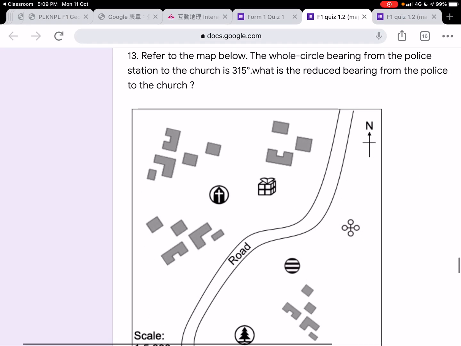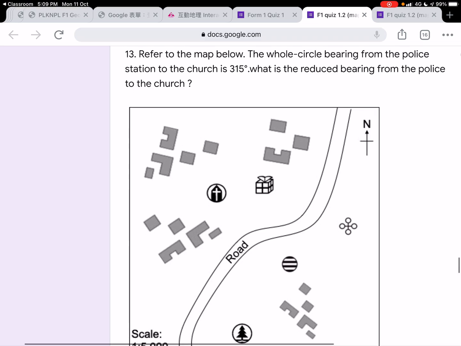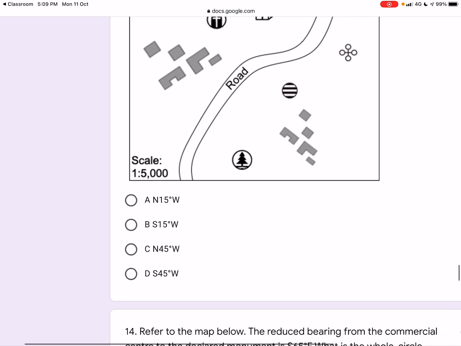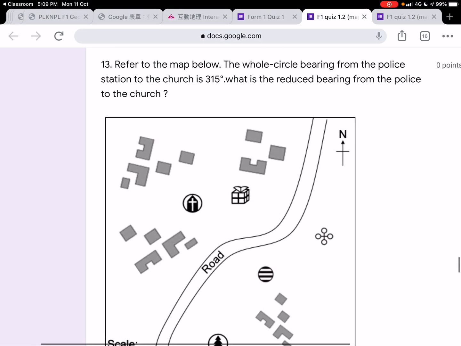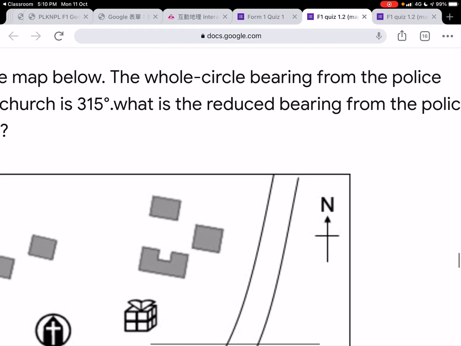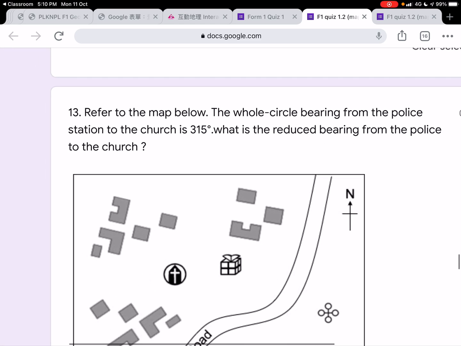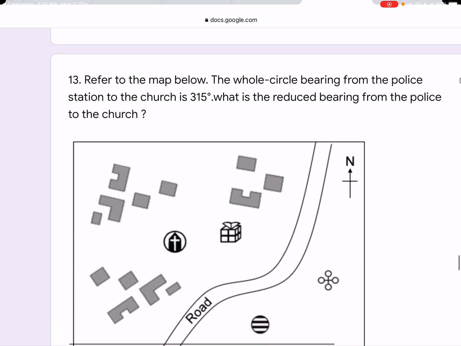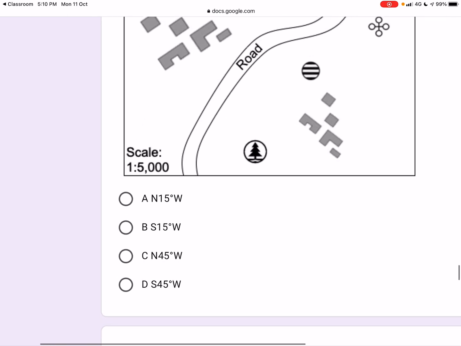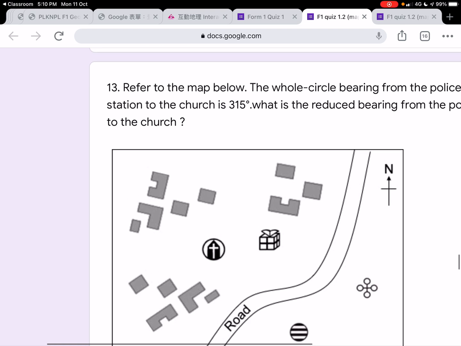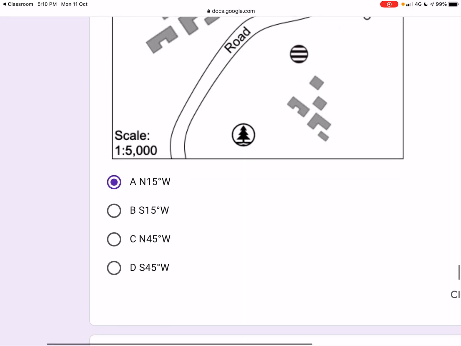Police station to the church is 315. What is the reduced bearing from the police station to the church? It's asking you whether you can change from 315 to reduced bearing. If it's talking about 315, it should be this side, north towards the northwest, sorry. So accordingly, you're going to find northwest instead of northeast. Because 315 in terms of the reduced bearing should be this one. You're just going to change that from the whole circle bearing to the reduced bearing only, okay?